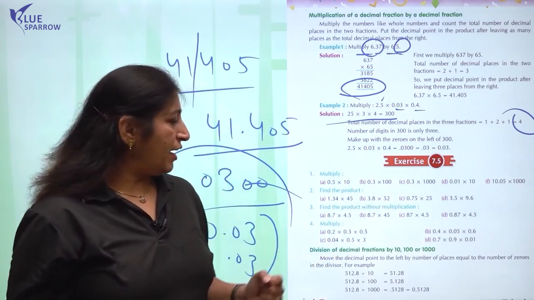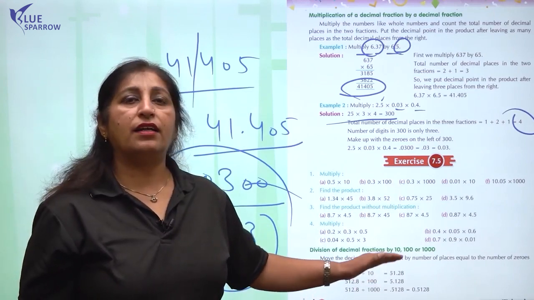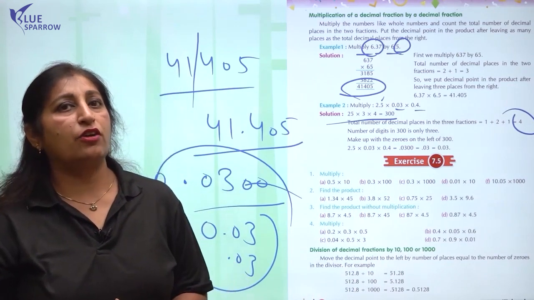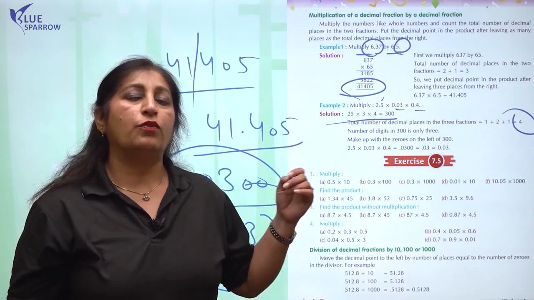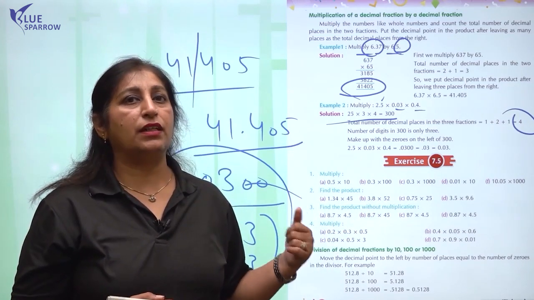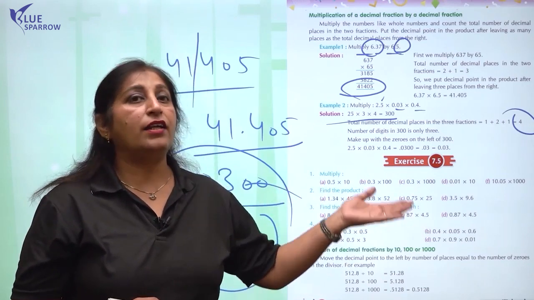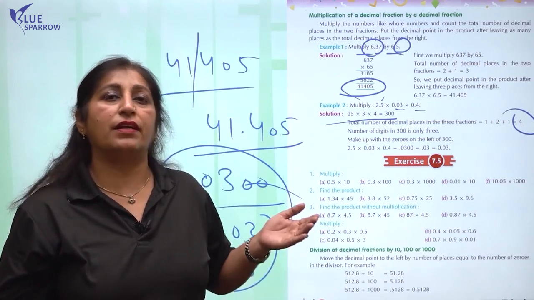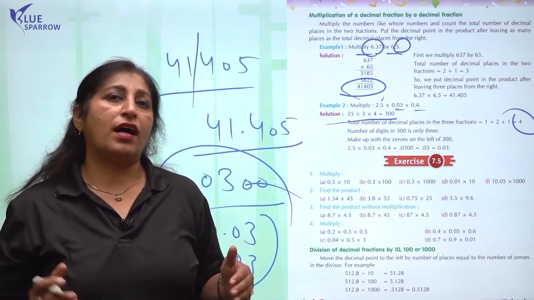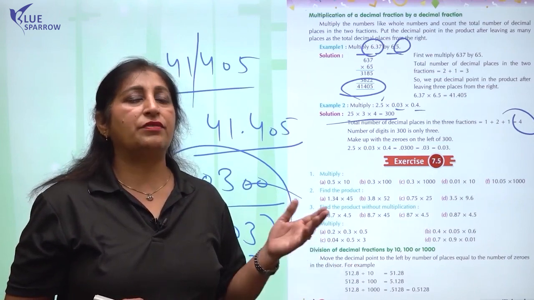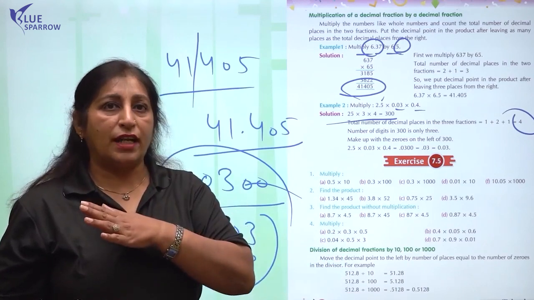Now solve exercise 7.5. We are moving towards the next topic: division of decimal fractions by 10, 100 and 1000. As in case of product, you shifted the decimal to the right hand side with as many places as there were zeros in the multiplier, like 10. If you are asked to divide a number by 10, just shift the decimal to the left hand side by one place. If you are asked to divide the number by 100, shift the decimal to the left by two places, and in case of division by 1000, shift the decimal to the left hand side by three places.